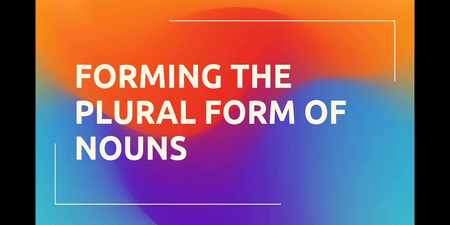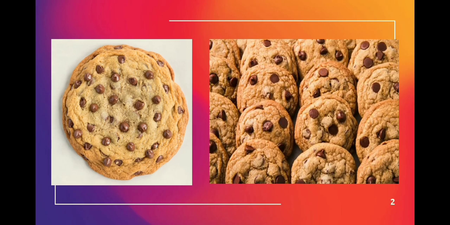Okay? So, class, I will be showing you pictures and then I will be asking you, what are you seeing? So here's the first photo. What can you see on my left side? You can see a cookie, just one cookie. And then on the right side, you can see a photo of cookies. So, cookie and cookies.